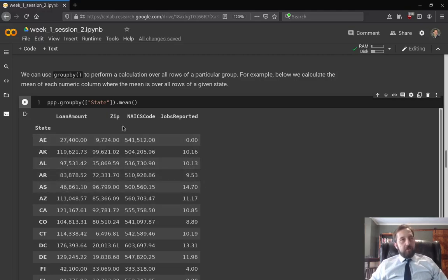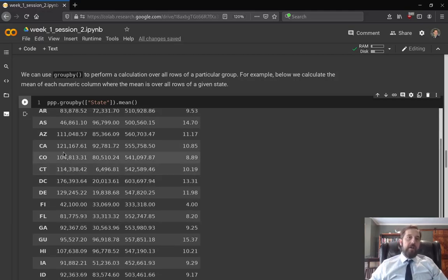So what this returns is a data frame with an index that is the state. Keep in mind here, this is an index and these are the columns, and the mean of the loan amount. Now, keep in mind here, this is the mean of the zip. This doesn't make much sense. Well, it doesn't make any sense. The mean of the NAICS code doesn't make any sense either. So the only really two things that are useful here are the mean loan amount and the mean jobs reported. Right? So we can see in California, the mean loan amount was roughly 121,000, and the mean number of jobs saved for each loan was 10.